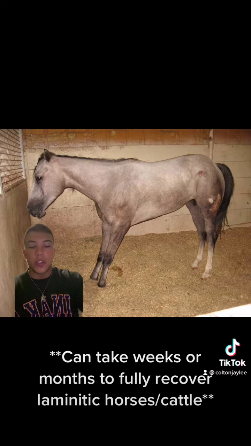Signs of laminitis consist of sore walking, rocking, or pain. The simplest treatment is anti-inflammatory drugs. However, it is also recommended to move the horse or cattle into a smaller pen with cardboard or something softer on the hoofs. Here's an example of a horse with laminitis.